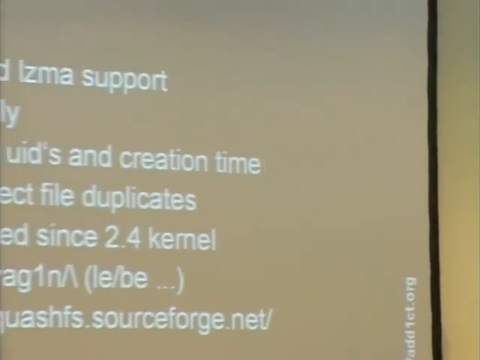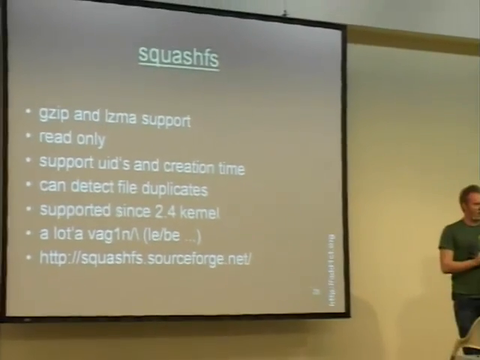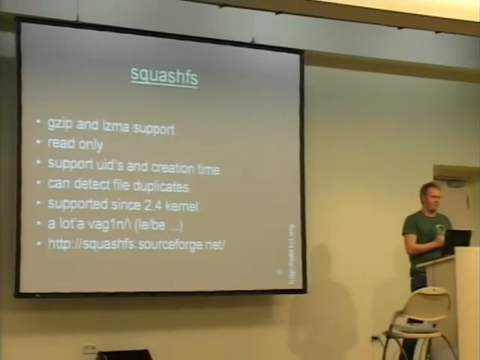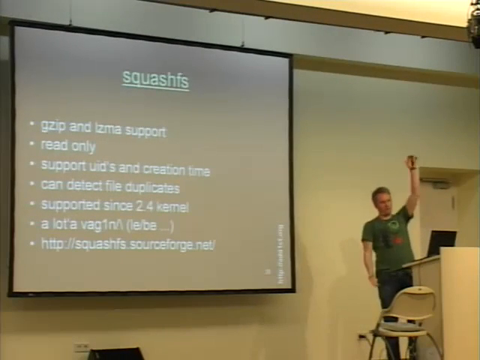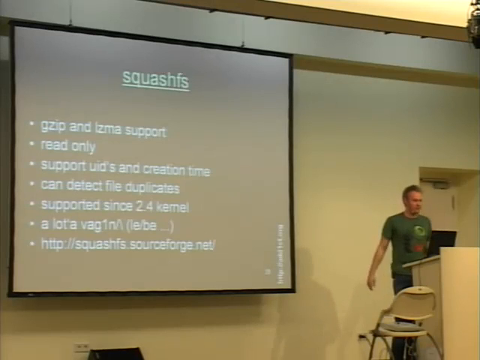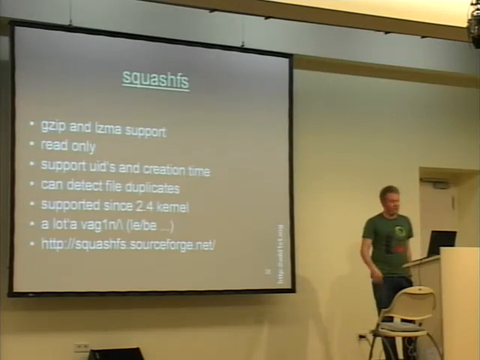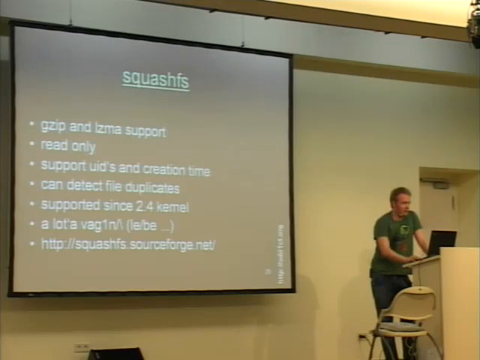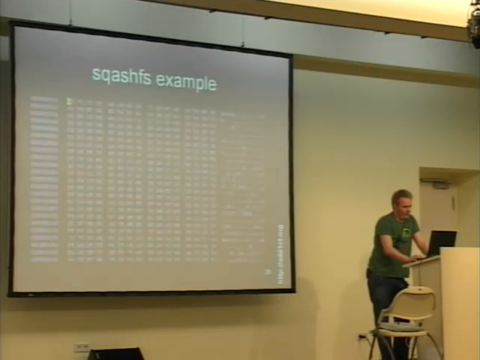SquashFS. It has a lot of options. It's a long list, and you can do a lot with it. You have gzip support, LZMA, it's also read-only. You have UIDs and creation time support. You can detect duplicates, and from the beginning you can say, okay, I want to have it in little endian, or I want to have big endian, I want to have some inode option, whatever. That's how it looks.